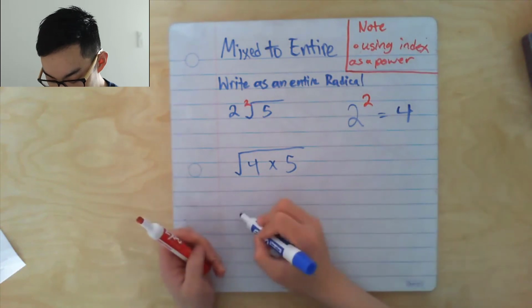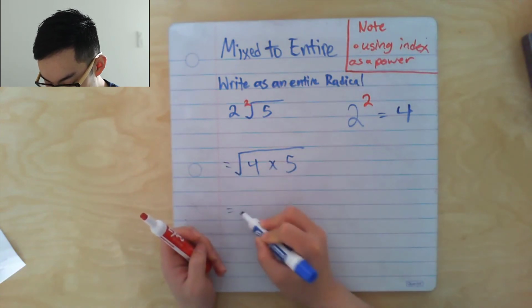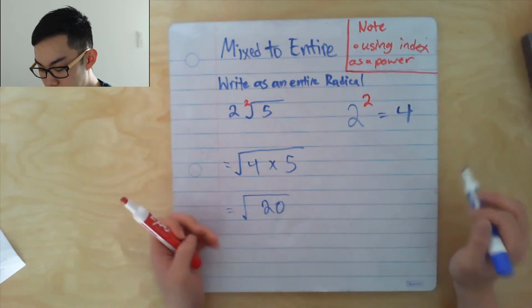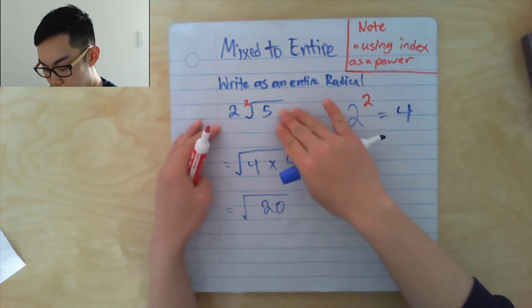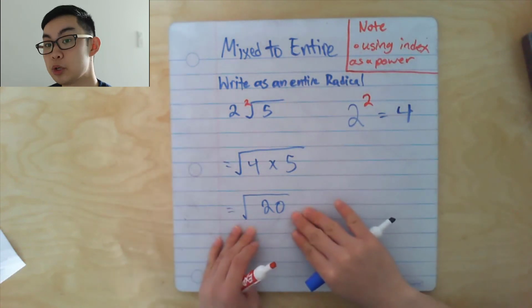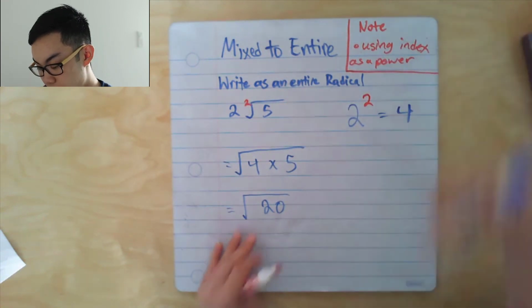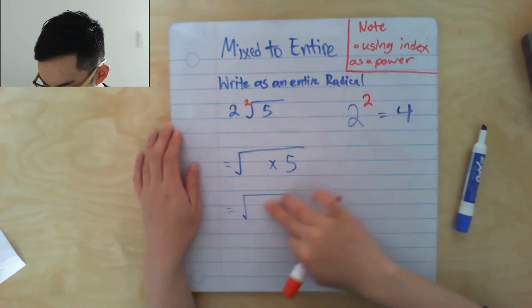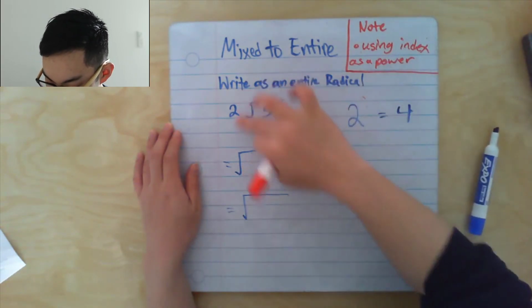And, well, this is just 20. So I converted 2 square root 5, which was a mixed radical, into root 20. And let's see another example. Well, I'm going to erase this, and this, and this, and this.